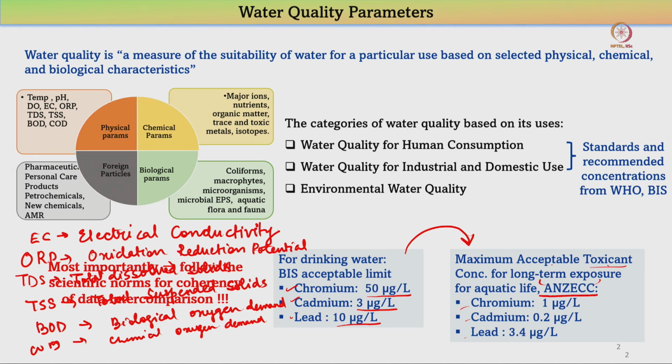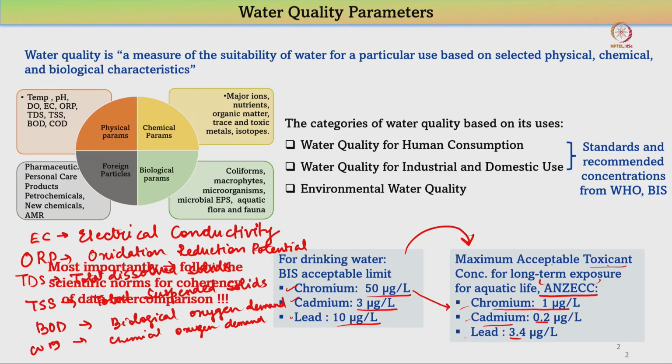If your lake, the aquatic life, has a long term exposure, they are living their entire life there. So, for long term exposure, what is the limit? What is the maximum concentration that can happen? For them, the limit is, as you can see, obviously way lower, it is 50 times lower. Chromium is reported, cadmium, here we have 3 microgram per liter, here it is 0.2 microgram per liter. For lead, it is 3.4 microgram per liter. So, therefore, we just try to understand that different water purposes will have different limits.